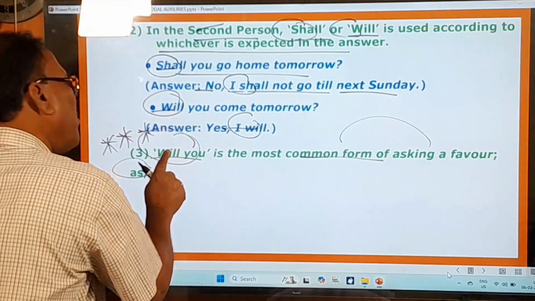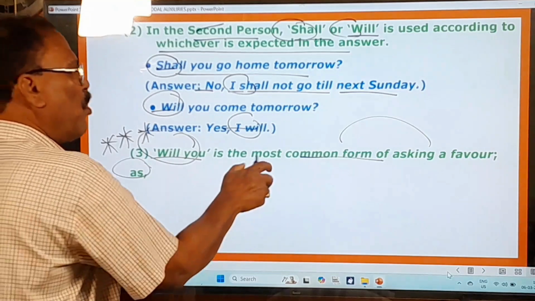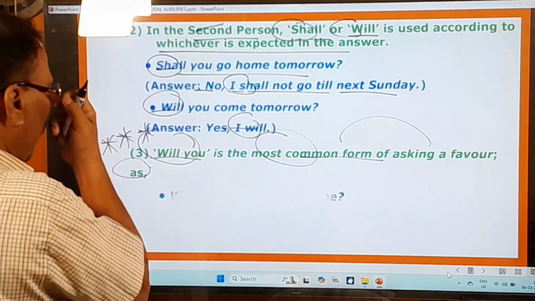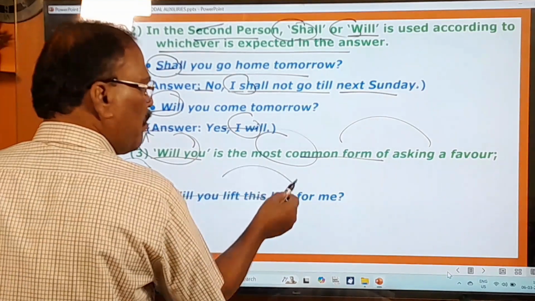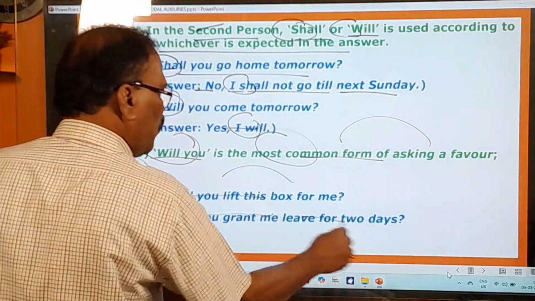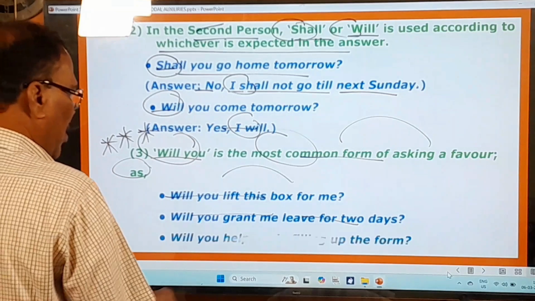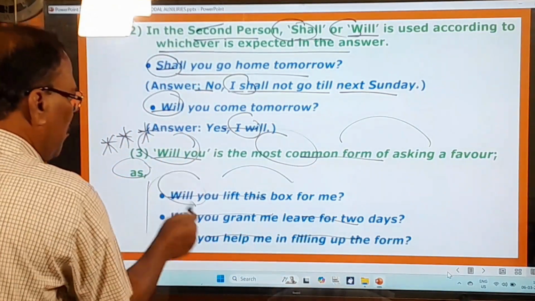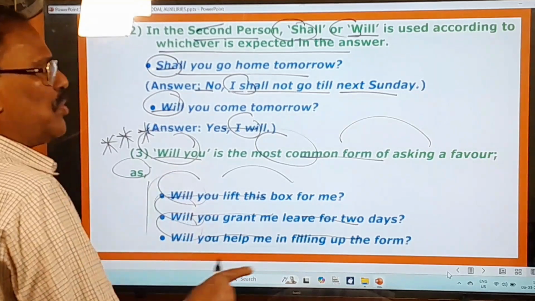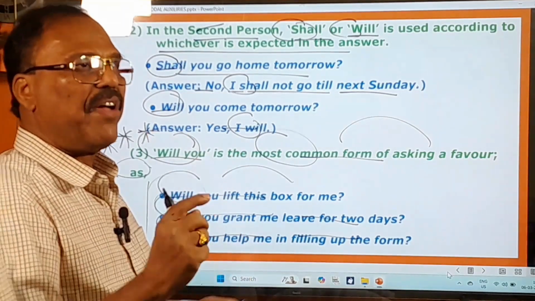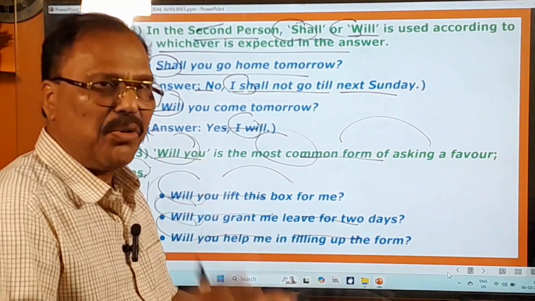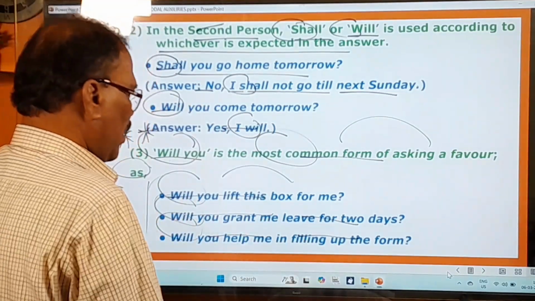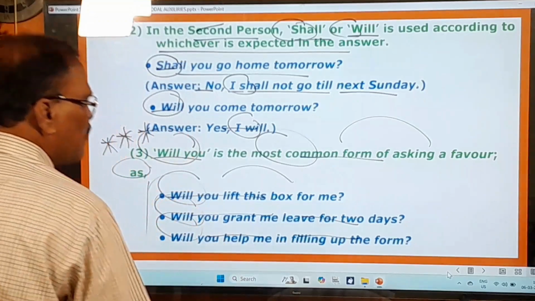Will you is very common. It is the most common form of asking a favor. So some examples are given here. You are learning all these things. Will you lift this box for me? Will you grant me leave for 2 days? Will you help me in filling up the form? In all these examples, will you is always used to ask for a favor. Will is the most commonly used word to ask for a favor. You also use it, it will be good. Now let's move on to learn other important things.